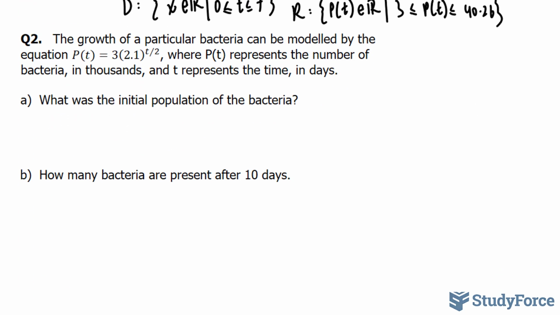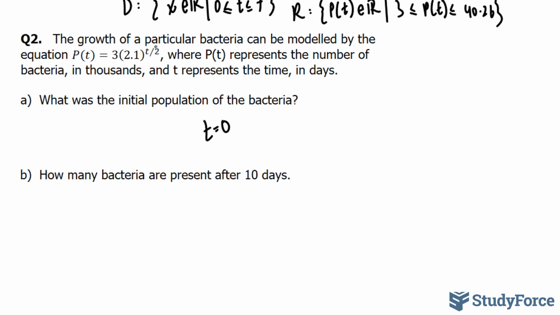The growth of a particular bacteria can be modeled by the exponential equation p of t is equal to 3 bracket 2.1 to the power of t over 2, where p of t represents the number of bacteria in thousands and t represents the time in days. What was the initial population of the bacteria? Well, the initial population will occur at t is equal to 0. So if I set t is equal to 0, watch what happens. I don't even need to use a calculator here.